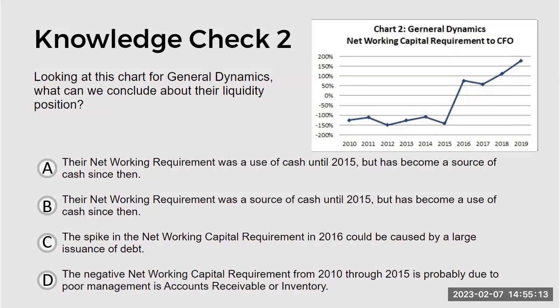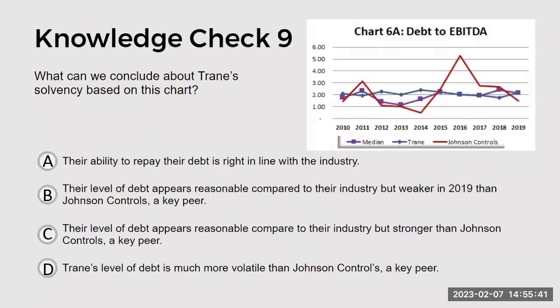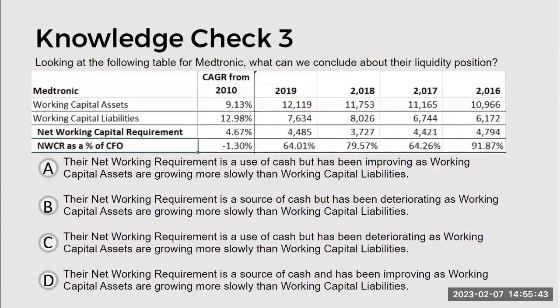All right. The last one with the typo, the negative working capital requirement is probably due to poor management. No, it's probably due to good management because it's a source. All right. Receivables and inventory would be the culprits. If I'd said the deterioration was due to poor management of receivables and inventory in these years, that might be true. But I didn't. I said these years it was poor. All right. So that one was B.